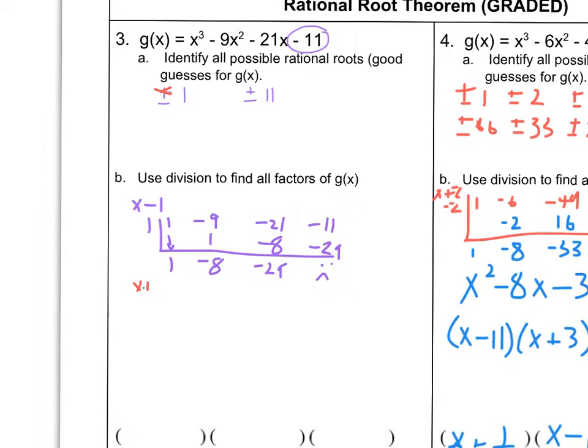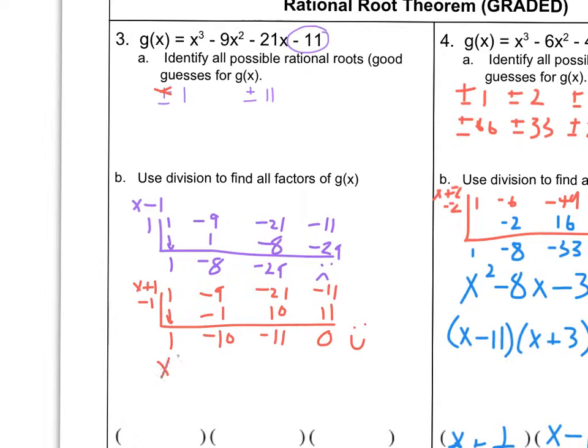Let's try x plus 1, which is putting a minus 1 out here. Same thing, 1, negative 9, negative 21, and negative 11. Bring the 1 down, we get minus 1. That's minus 10. Negative 1 times negative 10 is positive 10. Minus 11 times negative 1 is positive 11. We get 0. That's what we're looking for. Okay, so that's going to be x squared minus 10x minus 11. And that's going to factor into x minus 11 and x plus 1.